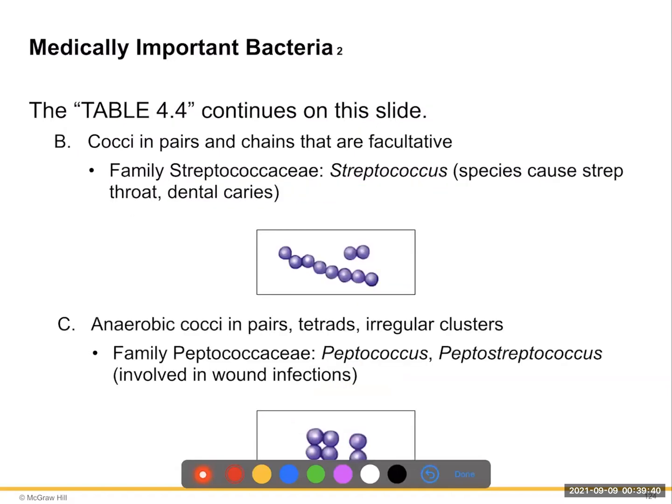Cocci in pairs. Streptococcus causes strep throat and dental caries. And again, Diplococcus or in chains. And aerobic cocci.